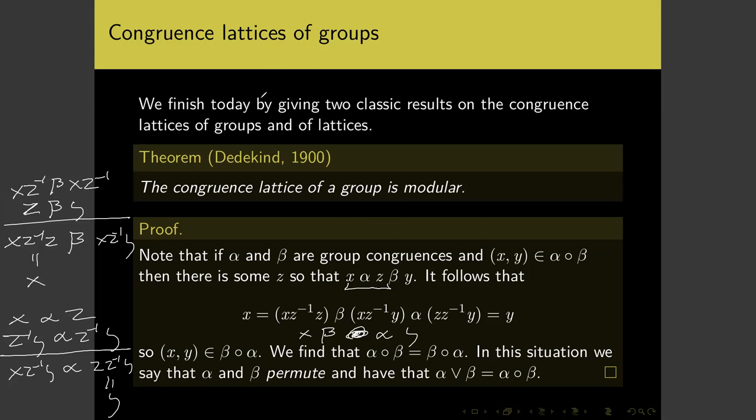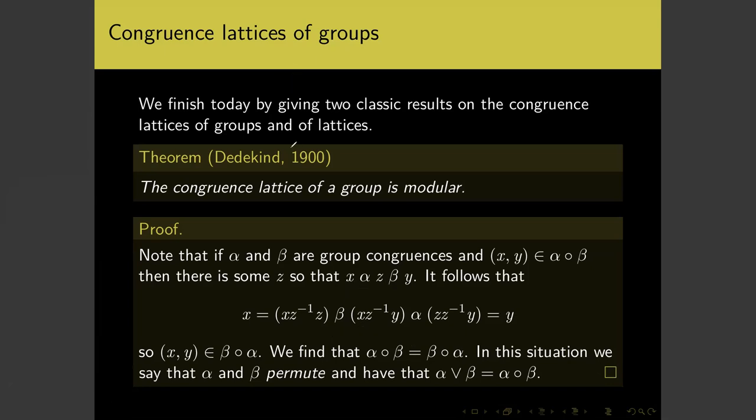Okay, so that was the first observation. And now we can use that in order to prove that the congruence lattice of a group is modular. So we're not actually done yet. Now that we know how to compute joins very easily in the case of group congruences, we can make the following argument.